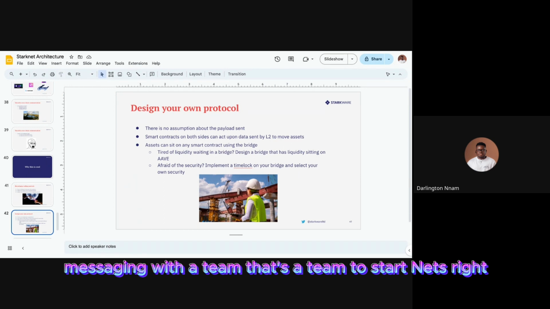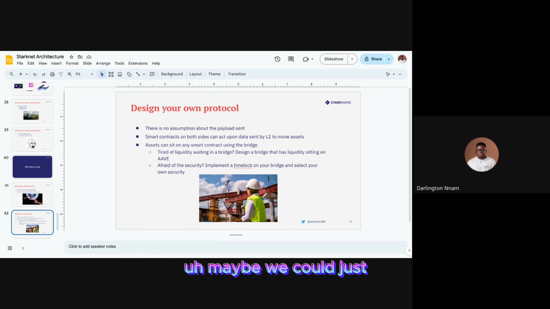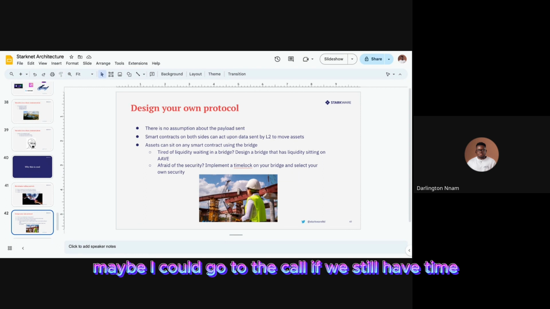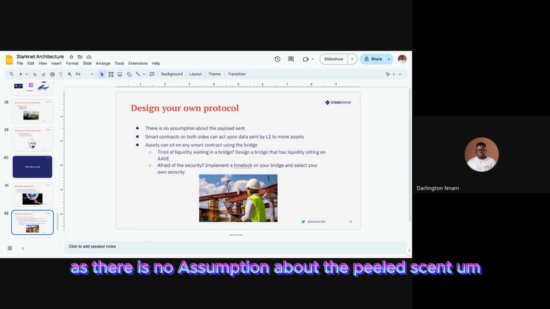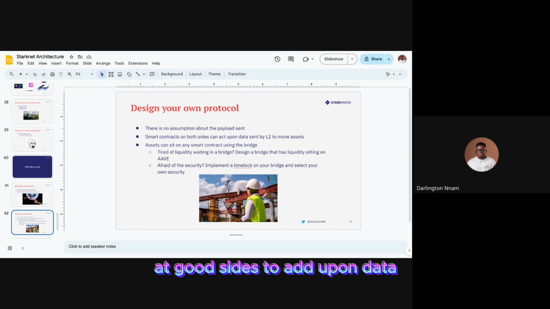That's Ethereum to Starknet, right? Maybe I could go through the code if we still have time afterwards. I think I wrote one a few months back. But basically, like I said earlier, it gives you the opportunity to design or customize your own protocol, as there is no assumption about the payload sent.